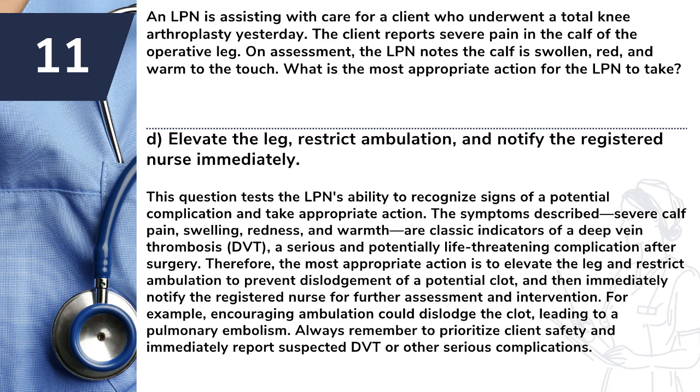Therefore, the most appropriate action is to elevate the leg and restrict ambulation to prevent dislodgement of a potential clot, and then immediately notify the registered nurse for further assessment and intervention. For example, encouraging ambulation could dislodge the clot, leading to a pulmonary embolism. Always remember to prioritize client safety and immediately report suspected DVT or other serious complications.